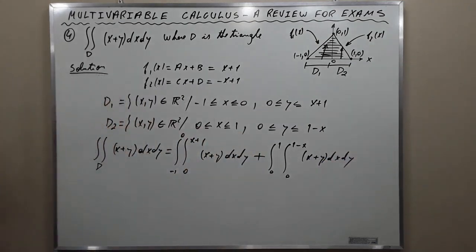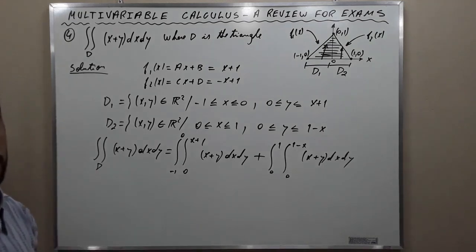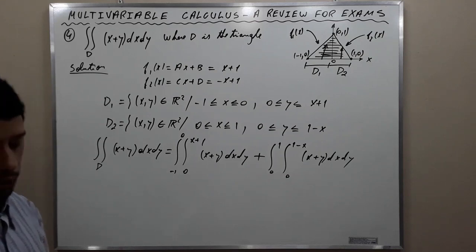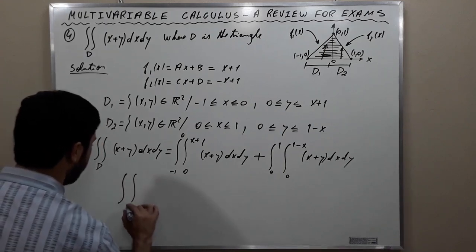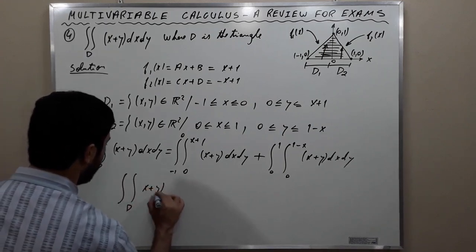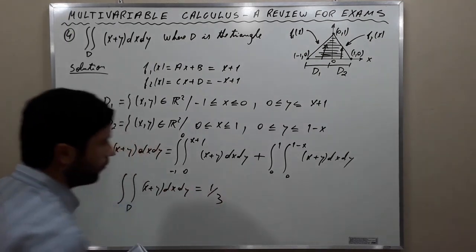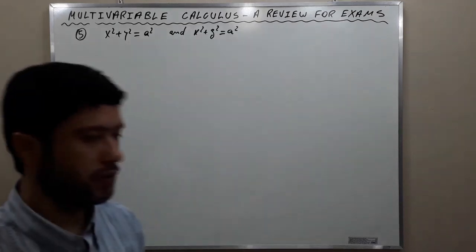We are going to proceed the same manner we did before for exercises 1, 2, and 3. And finally, we are going to discover that the integral over D of x plus y dx dy is equal to a third. And this is all for exercise 4. Let's go to exercise 5 now.